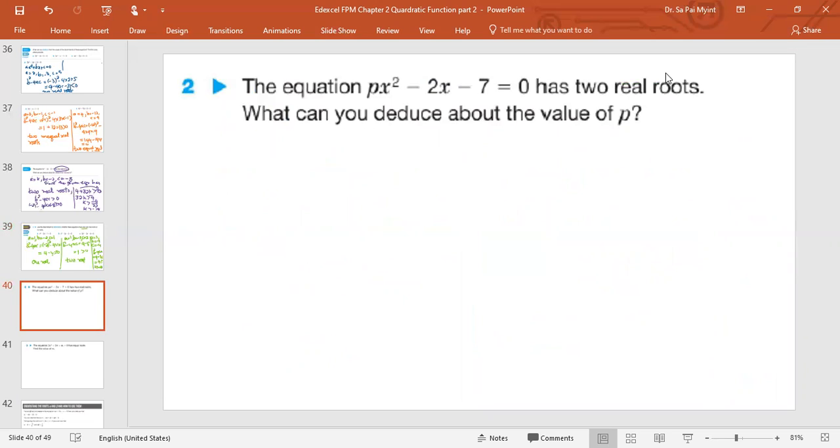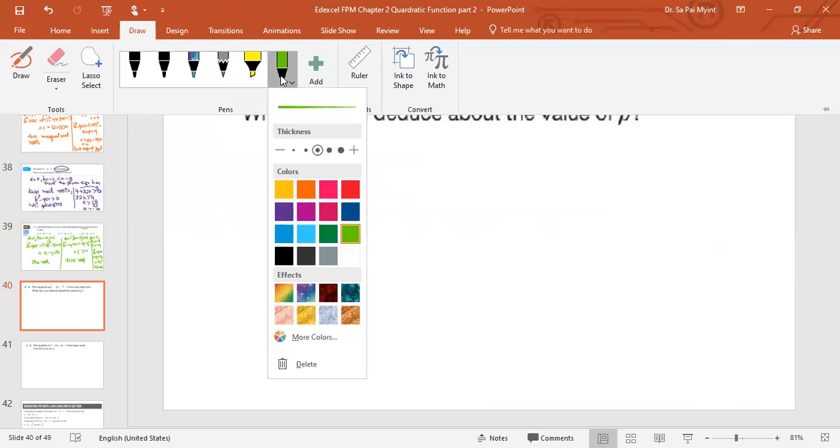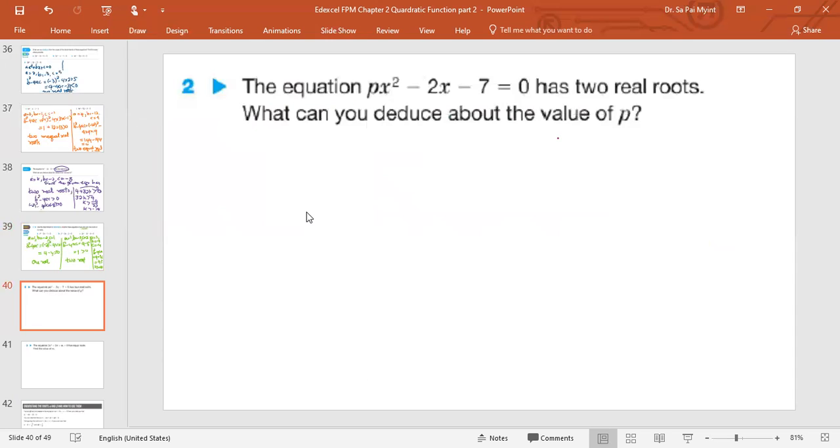Okay, number 2. The equation px square minus 2x minus 7 equal to 0 has two real roots. What is the condition for two real roots? Two real roots mean b square minus 4ac greater than 0. This one is given. So what can you deduce about the values of p? What do you get?